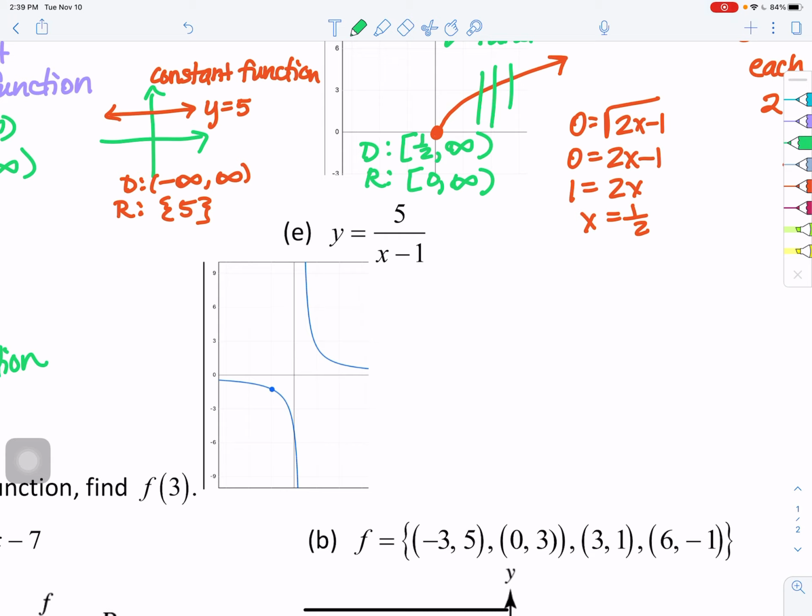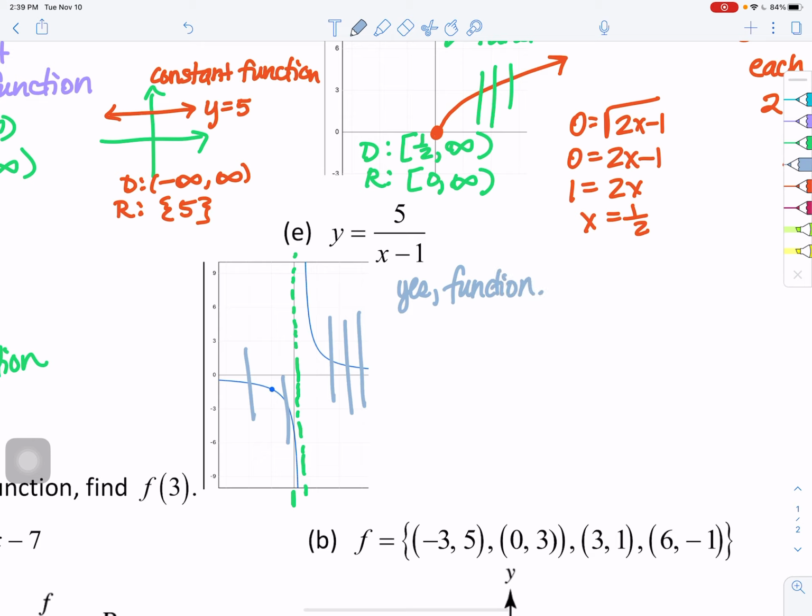This is actually the line x = 1 right here, if you put this in your calculator, and this is a vertical asymptote. We're going to be talking more about that later, so don't worry about that right now. But what I do want to talk about is that this is a function. If you look here, every vertical line that you draw will only hit the graph one time. So yes, this is a function.